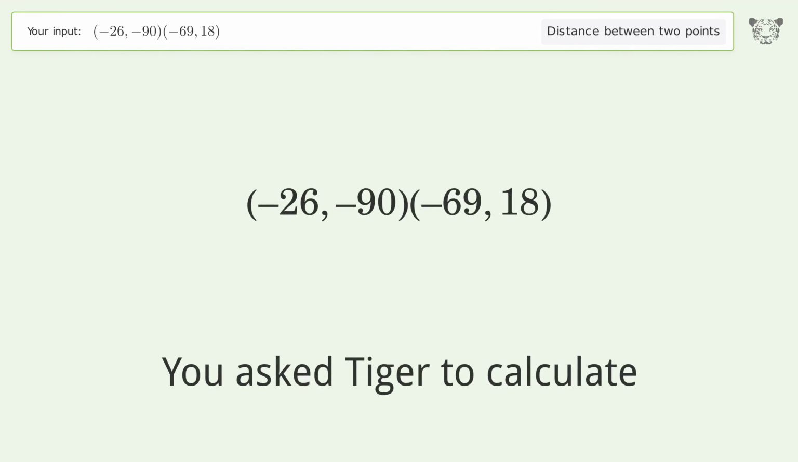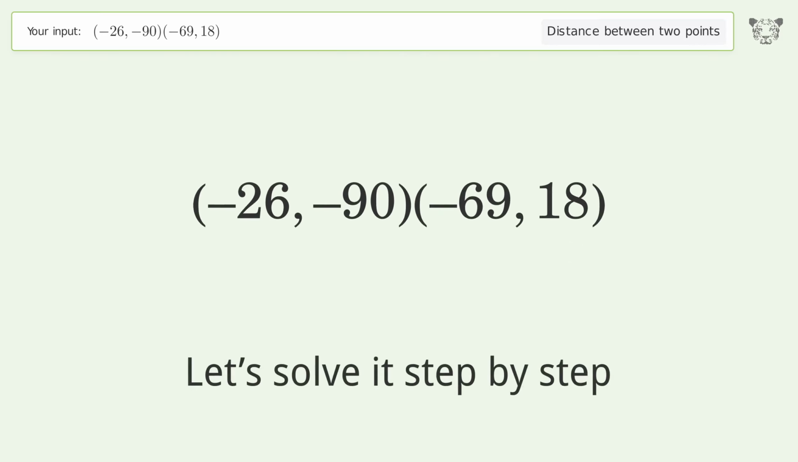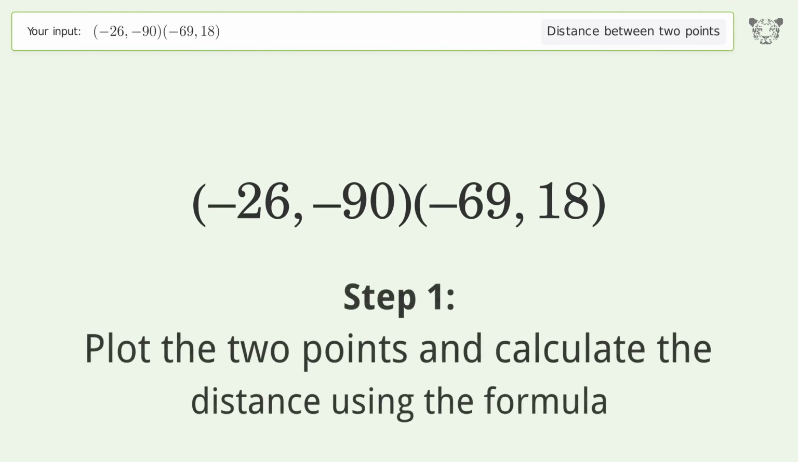You ask Tiger to calculate. This deals with the distance between 2 points. The distance between the 2 points is the square root of 13,513, or 116.245. Let's solve it step by step. Plot the 2 points and calculate the distance using the formula.